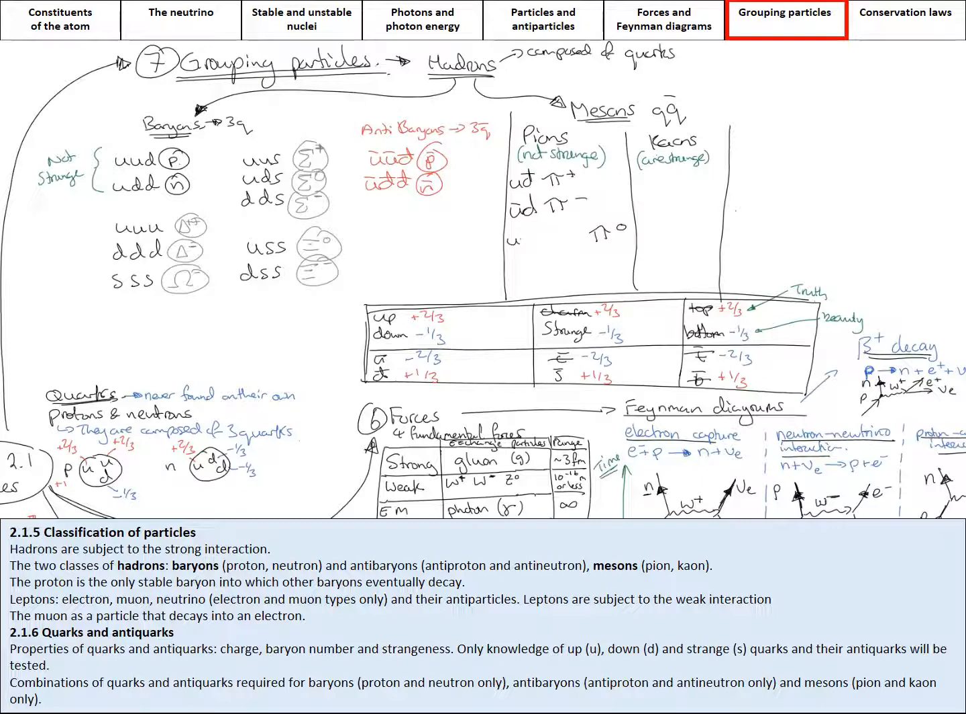Pi 0 could be up, anti-up, down, anti-down, or strange, anti-strange. Now the strangeness of the strange and the anti-strange cancels out, so it's not strange. So that's why it's in the pion section.